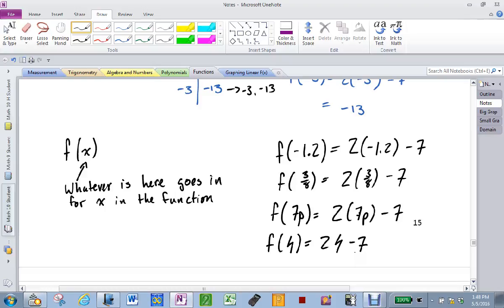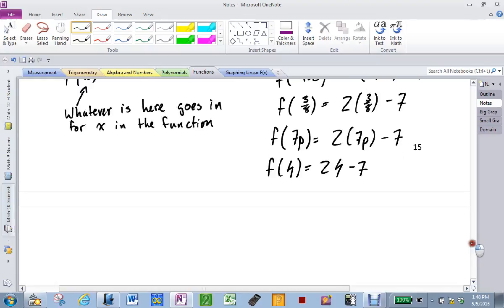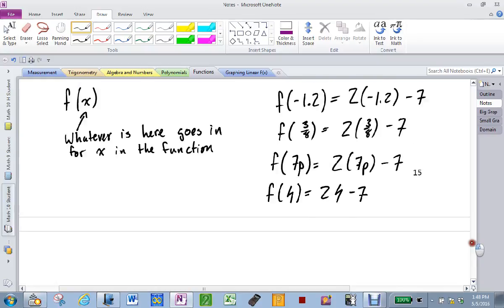One more time. Whatever is here goes in for x. What if it's not an x? It goes in for whatever letter is there. Got it? Okay. Turn your page over. May I go on? All right.